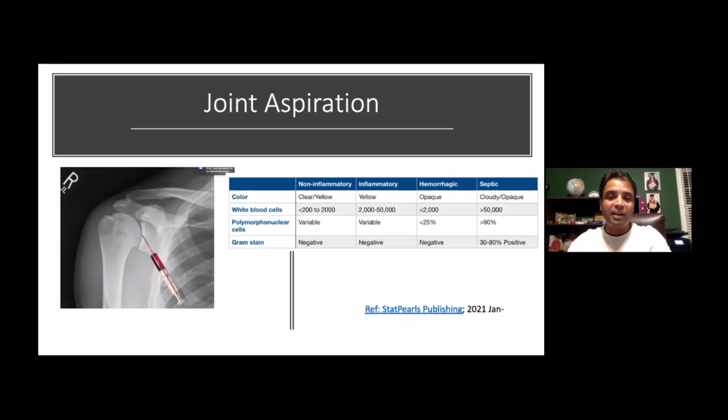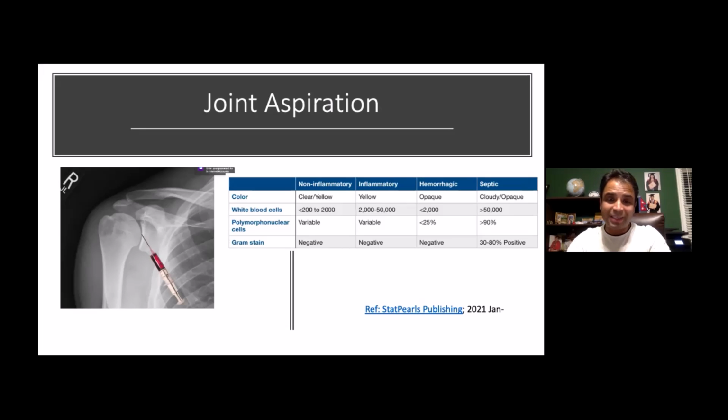In typical non-inflammatory arthritis, when we draw the joint fluid, it is clear to what we call straw-colored. The white blood cell count is still present, but usually less than 2,000, and usually leukocytes are the predominant cells and the gram stain is typically negative. Versus in inflammatory arthritis, the joint fluid is usually yellowish in color, and typically the white blood cell count ranges from 2,000 up to 50,000, depending on the cause of the inflammatory arthritis. It is predominantly leukocyte-predominant, and the gram stain is typically negative.